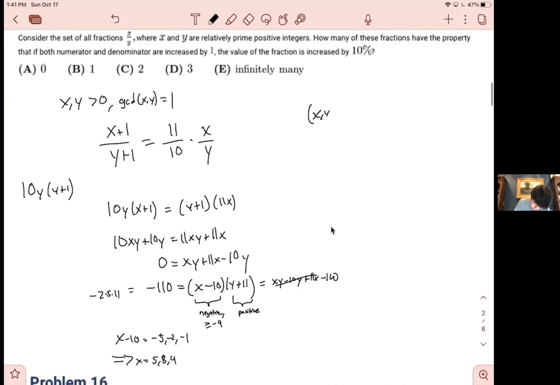If x equals 5, then y equals 11. Because negative 110 equals negative 5 times 22, and subtract 11 from 22. If x equals 8, then y equals 44. And if x equals 9, then y equals 99.